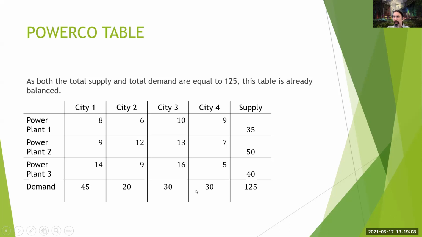Now, first we have to check if the total supply and total demand are equal. We are checking 35 plus 50 plus 40 is 125, okay. 45 plus 20 plus 30 plus 30 is 125 again. So yes, they are equal. No problems there, we will say.